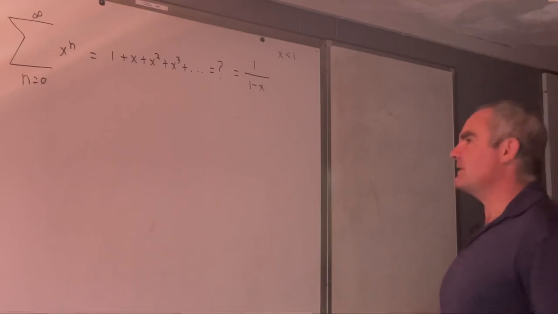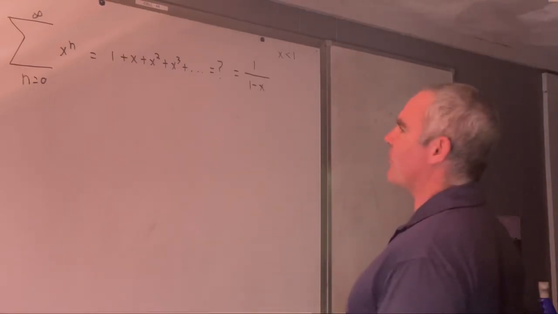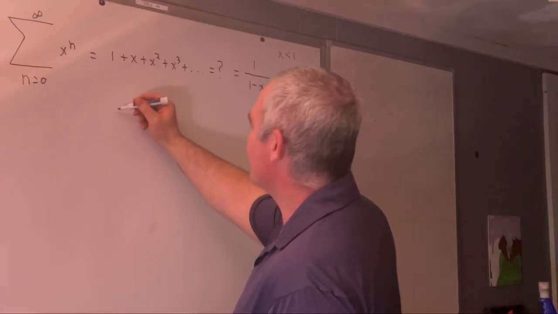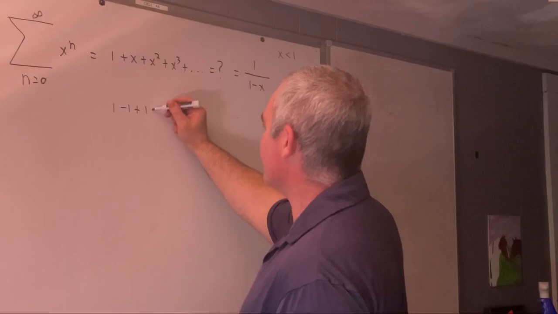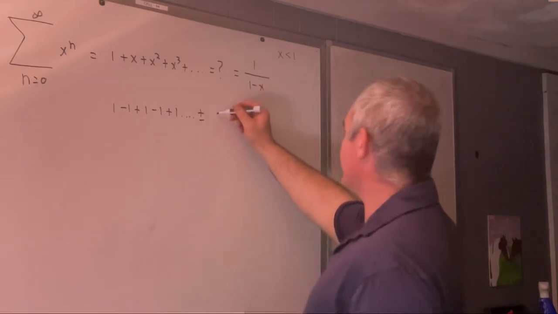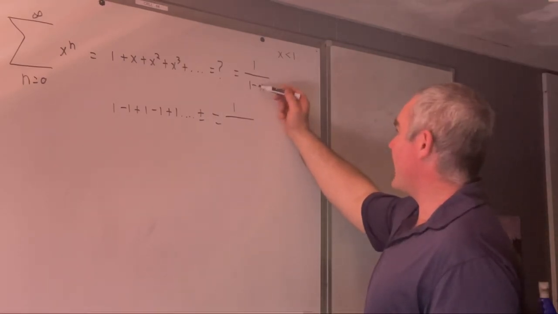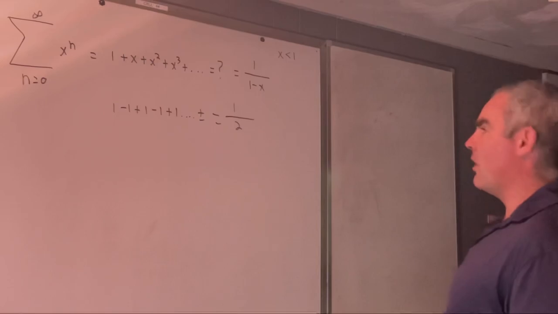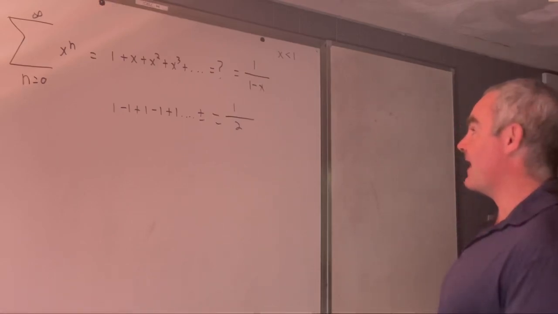All right, so we tried 0. What about another easy number, negative 1? Well, what do we get if we plug in negative 1? This one's a little bit more tricky. If we plug in negative 1, we get, let's see, negative 1 to the 0, that's 1, and then we get minus 1, plus 1, minus 1, plus 1, and so on, plus, minus forever, and that's equal to 1 over, let's see, 1 minus a negative 1 would be a 2. Now that is not true. 1 minus 1 plus 1 minus 1 plus 1 is not equal to 1/2. It is not equal to anything.